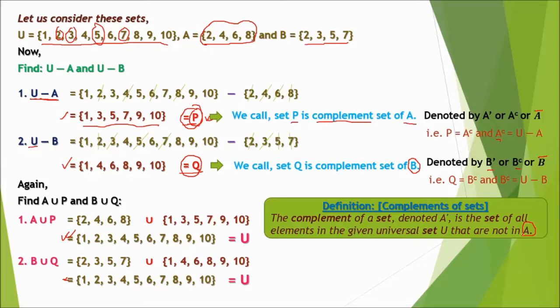And one thing you have to remember: complement is always done with respect to the universal set. The universal set is a must to find the complement of any set. Without the universal set, you won't be able to find the complement. So let's move to another slide.